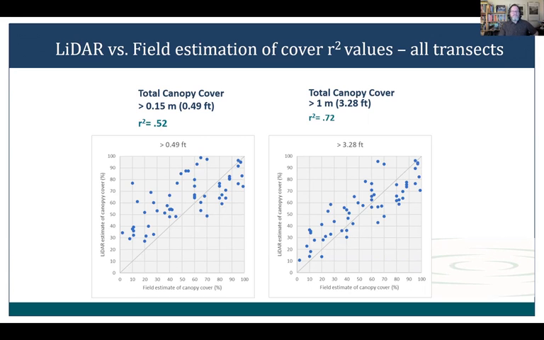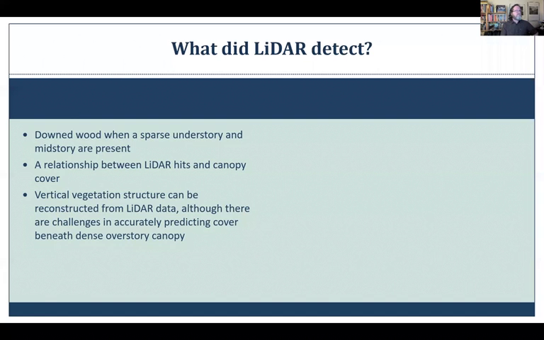So this gives us a sense that the LiDAR is doing pretty well with the higher layers in the canopy, and we're having some challenges as we get closer to the ground surface. Here's just a summary of what we're picking up.